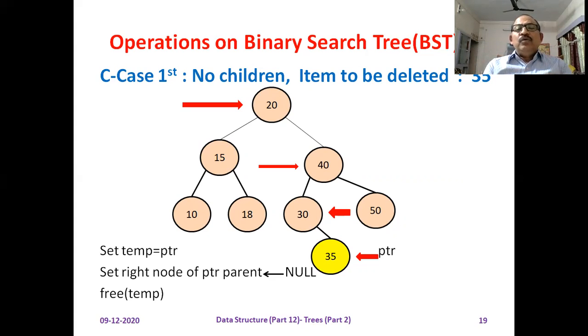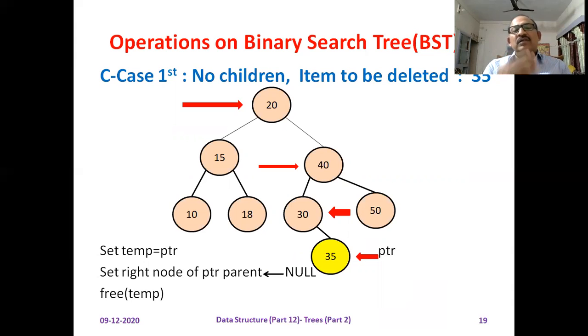We want to delete the node 35, and you can see that 35 has no child. Again, we compare this 35 to 20. Since 35 is greater than 20, we call the delete process recursively with parameters tree right comma 35. Tree right now points to 40. Again, compare this to 35.